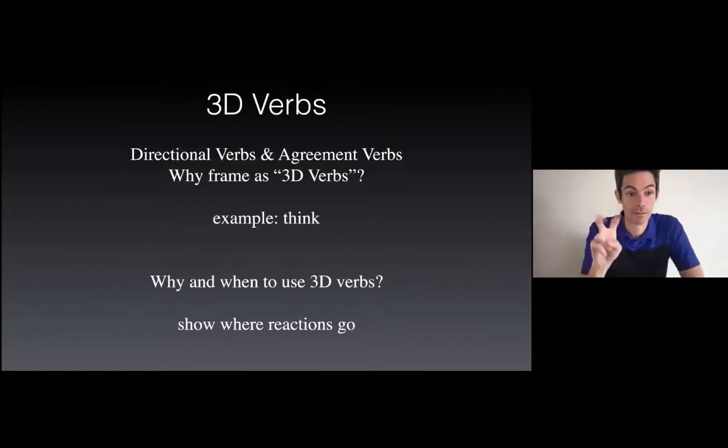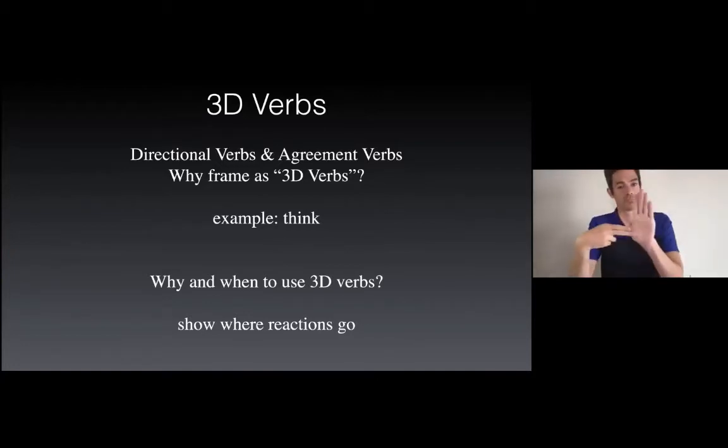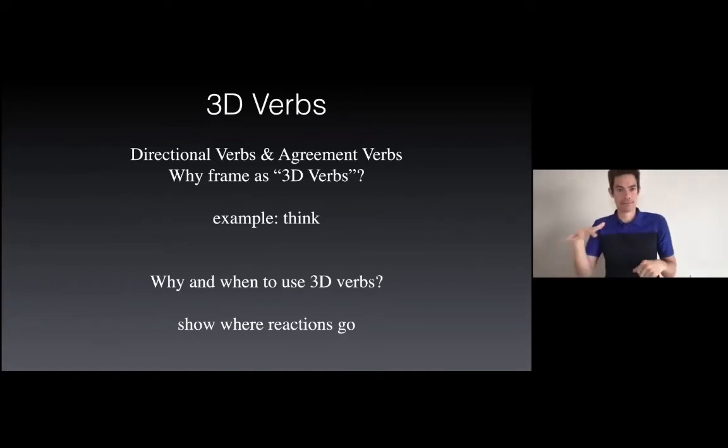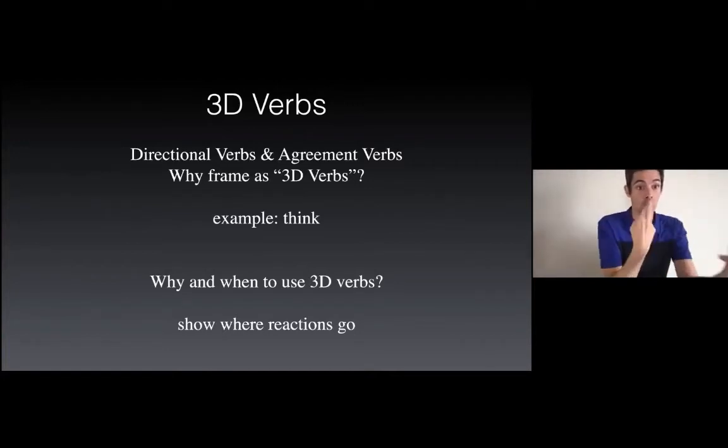So now we'll talk about 3D verbs. This idea of 3D verbs has another label: directive verbs or agreement verbs, which is really just using space, or 3D space, so you can see where the reaction is going. Is it going out? Am I reacting, or is somebody reacting to me? Am I reacting to myself? So that's the idea of a 3D verb.